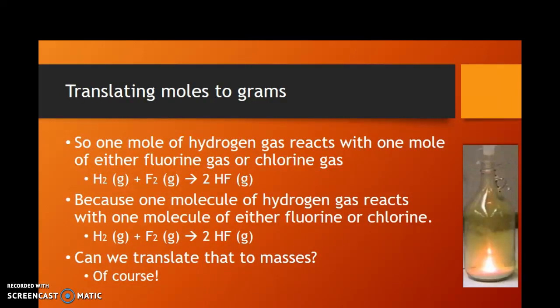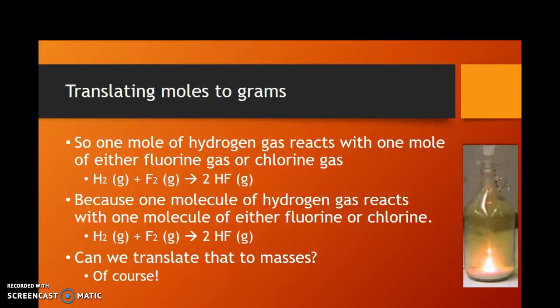We can translate now moles to grams and grams to moles. So 1 mole of hydrogen gas reacts with 1 mole of either fluorine gas or chlorine gas. This is fluorine's reaction shown. And that's because 1 molecule of hydrogen gas will react with 1 molecule of either fluorine or chlorine. So this can either stand for the balanced equation for 1 molecule of each or for 1 mole of each. Now, can we translate that to masses, which is something we can measure in the lab?